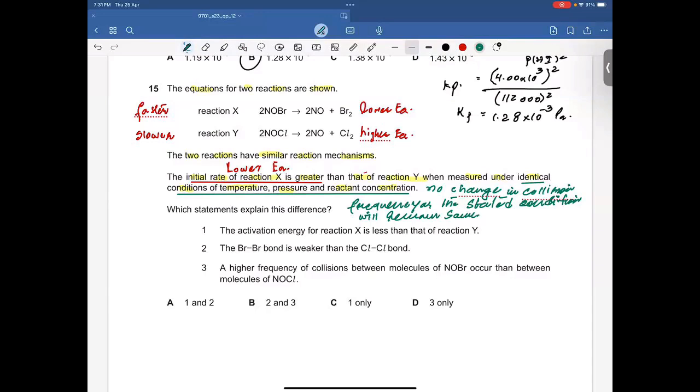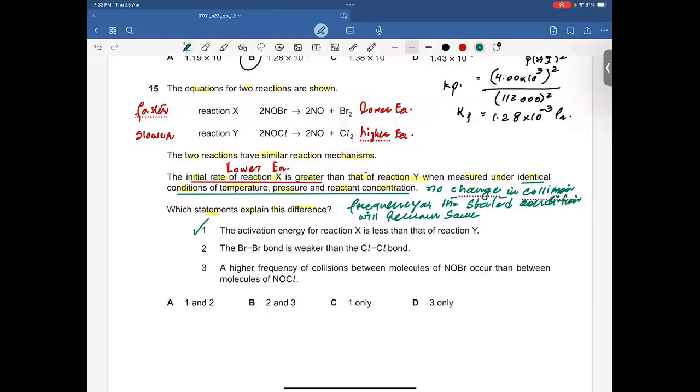All right. Which statement explains this difference? So the activation energy for reaction X is lower. Obviously, it is faster, so it has a lower activation energy. So the first is going to be the right statement. Let's talk about B. The bromine bond is weaker than the chlorine bond. Since bromine and chlorine are products, the rate of reaction has nothing to do with the bond energy. Similarly, activation energy has nothing to do with chlorine and bromine because they are the products, not the reactants. We are not breaking the bonds. Actually, the bonds are forming during the reaction.